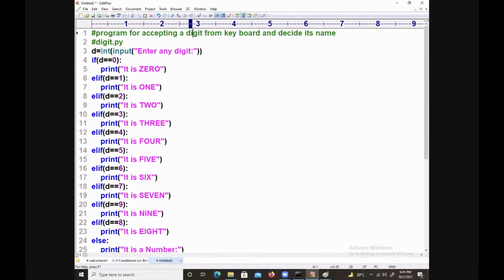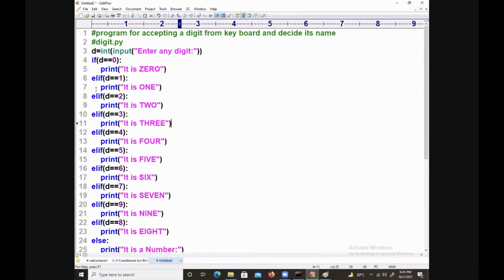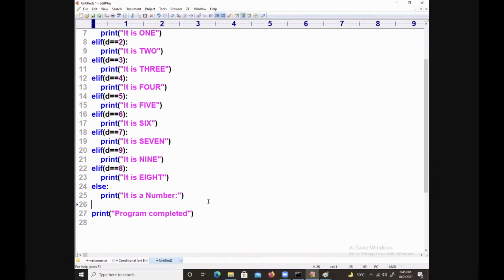Multiple digits are done, any kind of thing. The main thing is how to use elif more frequently. That is the main intention of this code. Other than that, nothing is there.